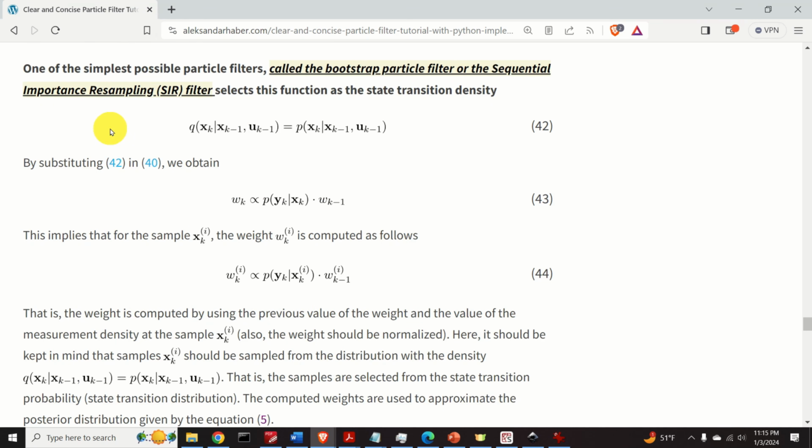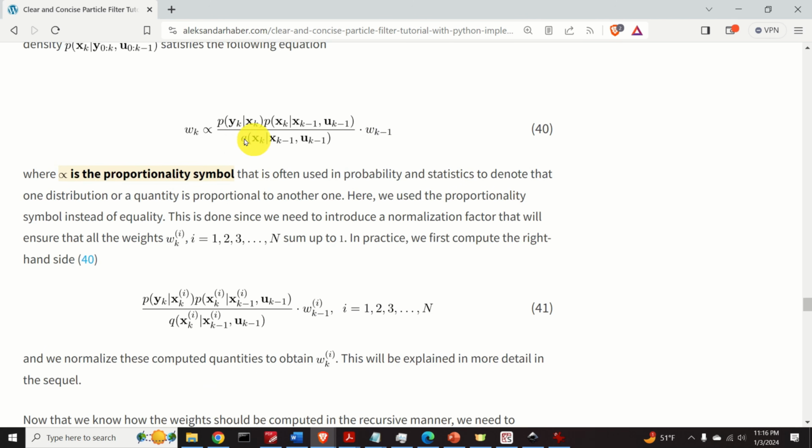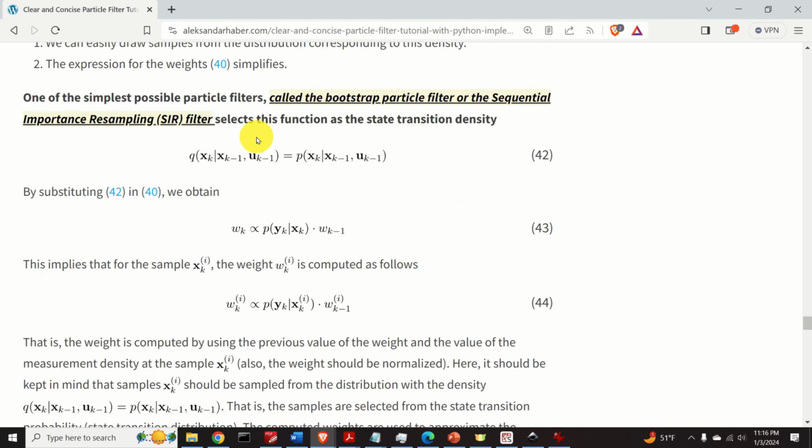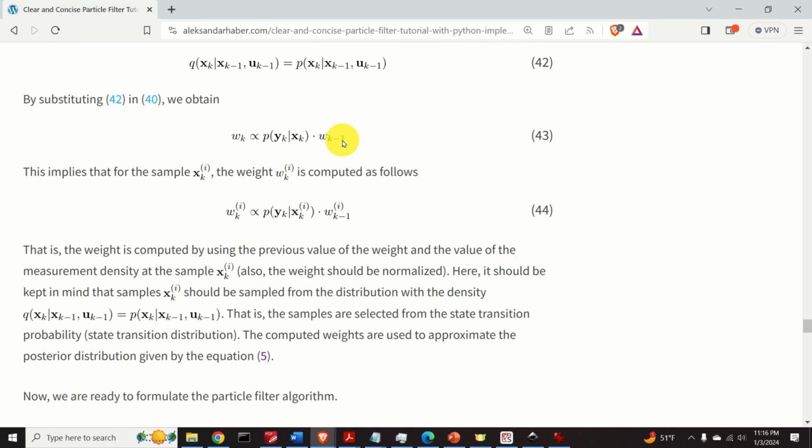So how to select this function q? One of the simplest possible particle filters, called the bootstrap particle filter or the sequential importance resampling or SIR filter, selects this function as the state transition density. That is, it selects this function according to this equation. Now, if we substitute this equation in the equation 40, that is in the equation for the weight, we finally obtain this equation. From this equation, we can see that the weight wk should be proportional to the measurement density multiplying the weight at the time instant k minus 1.